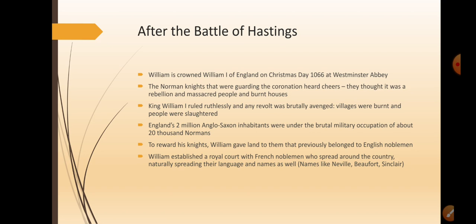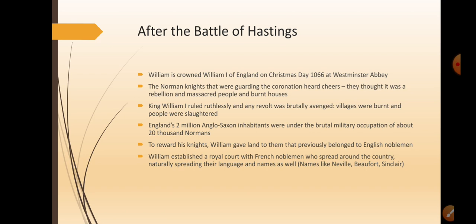Of course, right after William becomes King of England, he wanted to reward his Norman knights, and he gave them land that previously belonged to the English noblemen. So basically, he took the land from Anglo-Saxons and gave this land to his own people. Now, William established a royal court with French noblemen who spread around the country, naturally spreading their language as well.